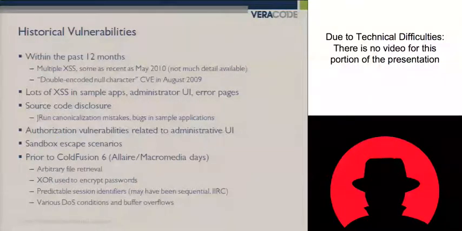And there have been recent vulnerabilities as well. Within the past 12 months, if you go and search the National Vulnerability Database, you can find ColdFusion vulnerabilities. Most of them are cross-site scripting vulnerabilities these days. And I found a couple that were filed in May 2010. So this is still something that's being actively attacked, and people are still finding issues in this platform.